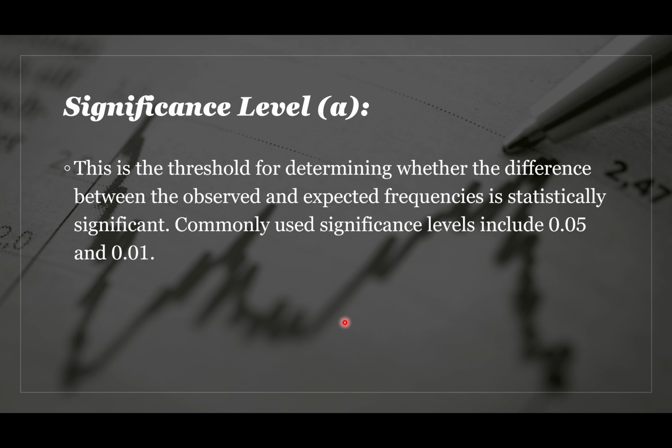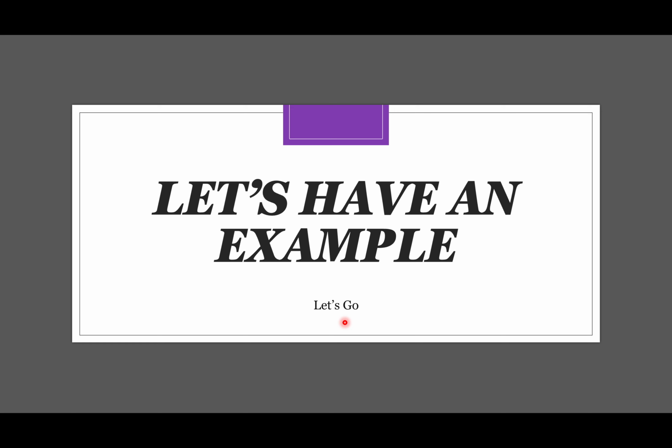Significance level now. This is the threshold for determining whether the difference between the observed and expected frequencies is statistically significant. Commonly used significance levels include 0.05 and 0.01. So we'll look at whether or not it surpassed these levels to figure out whether we have an epistatic gene here, some amount of gene complementation or epistasis. Whether or not we reject the null hypothesis. And if we're below the threshold, we keep the null hypothesis. All right? So that's what's happening there.